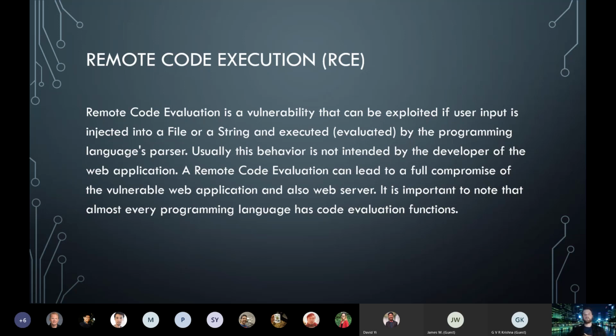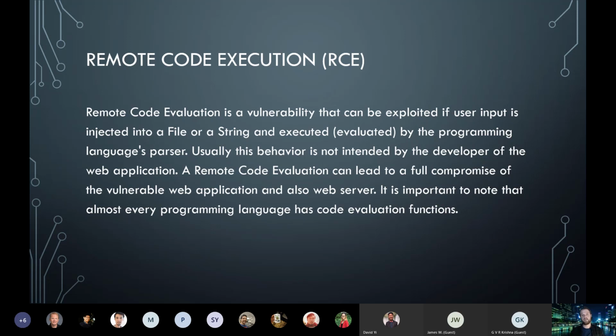So, the next thing we're going to talk about is RCE, remote code execution. This is a vulnerability that can be exploited if user input injected into a file or a string or whatever into a web application can then be executed, right? It shouldn't be executed, but it can. It's not intended. You don't ever intend things like that to happen, right? But it can lead to full compromise of a system. Big, big, big issue, right?